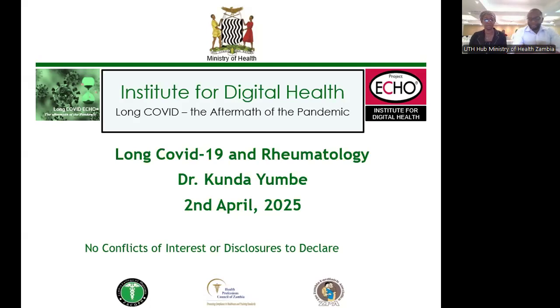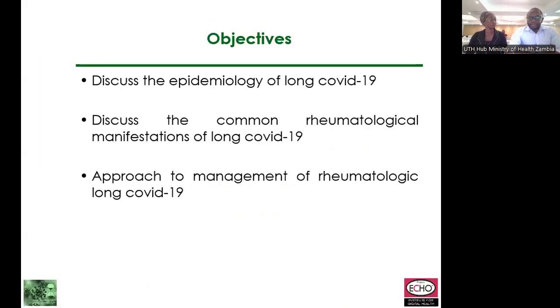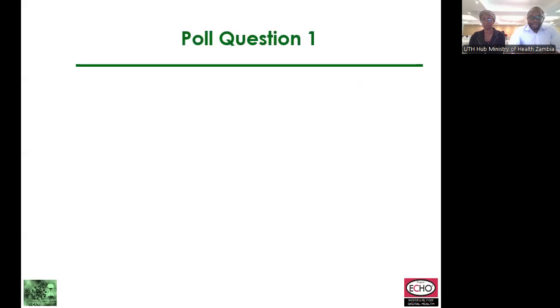All right, thank you. Today's objectives are mainly three. We're going to be discussing the epidemiology of long COVID-19, the common rheumatological manifestations of long COVID, and the approach to the management of rheumatological disease in long COVID. But before we delve into the discussion, we'll give some questions to the community so that they can gauge the information that they have, and we see the learning outcomes that will take place at the end of today's session. So we'll run the polls just now.